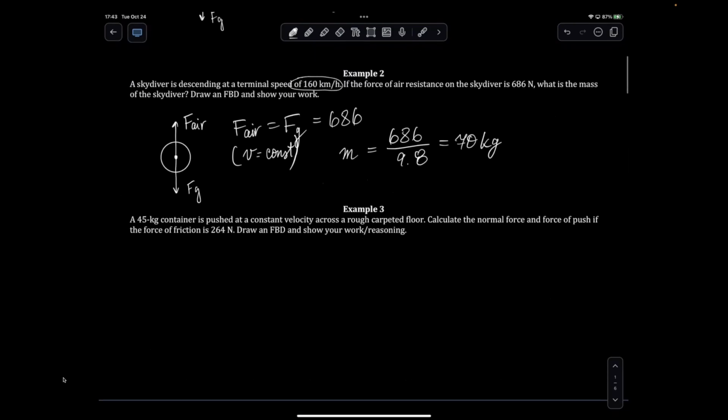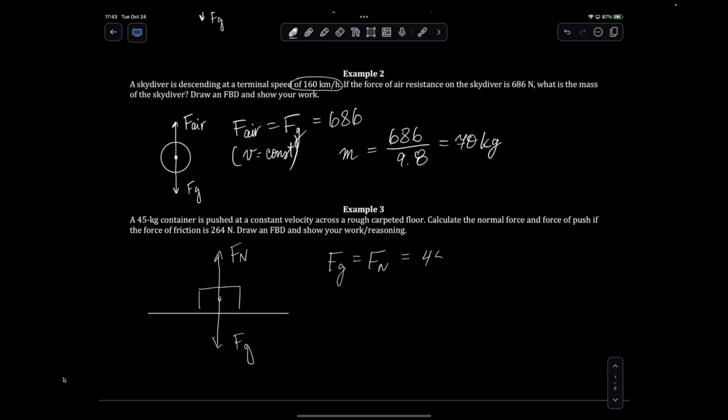Next, example 3, we have a 45 kilogram container pushed at a constant velocity. Again, constant velocity tells me that the forces are balanced. So I have my force of gravity down, force normal up. So I can say force of gravity equals force normal, balanced out. So it's going to be 45 times 9.8. That is my force of gravity and force normal.